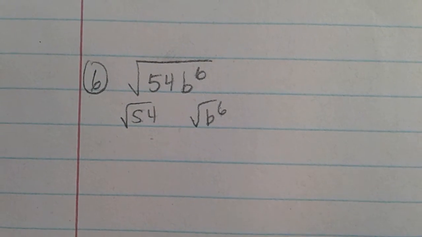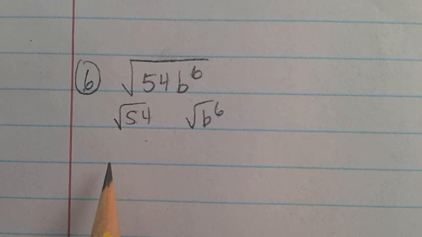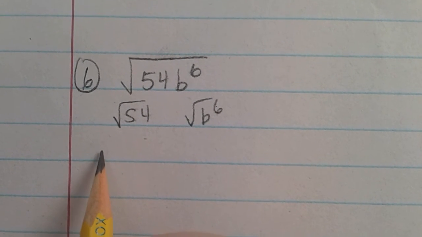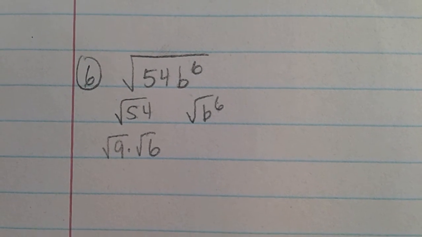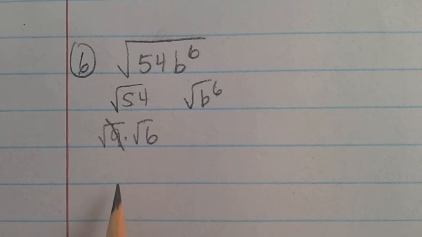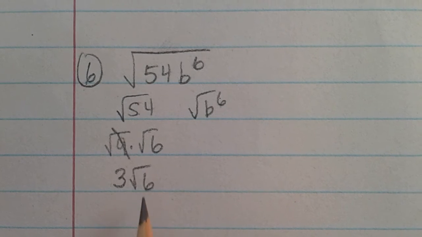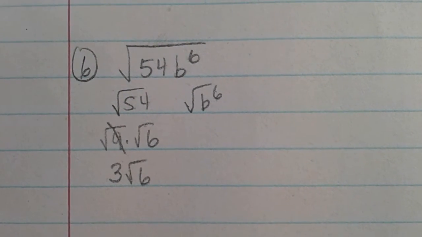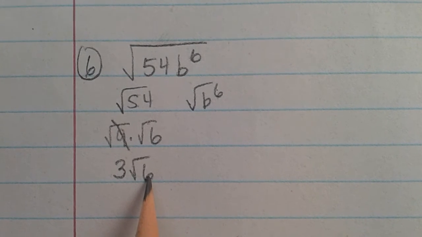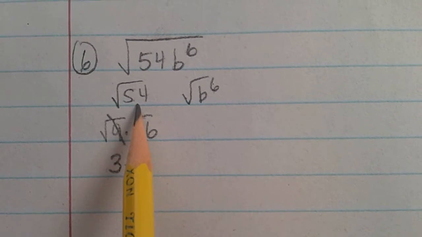First, the square root of 54. I need to look for a perfect square factor that goes into 54. 9 goes into 54. So I'm going to break this down into the square root of 9 times the square root of 6. I'm going to take the square root of 9, which is 3. I cannot take the square root of 6 because it's not a perfect square. Okay, so 3 times the square root of 6. That's the square root of 54 simplified.